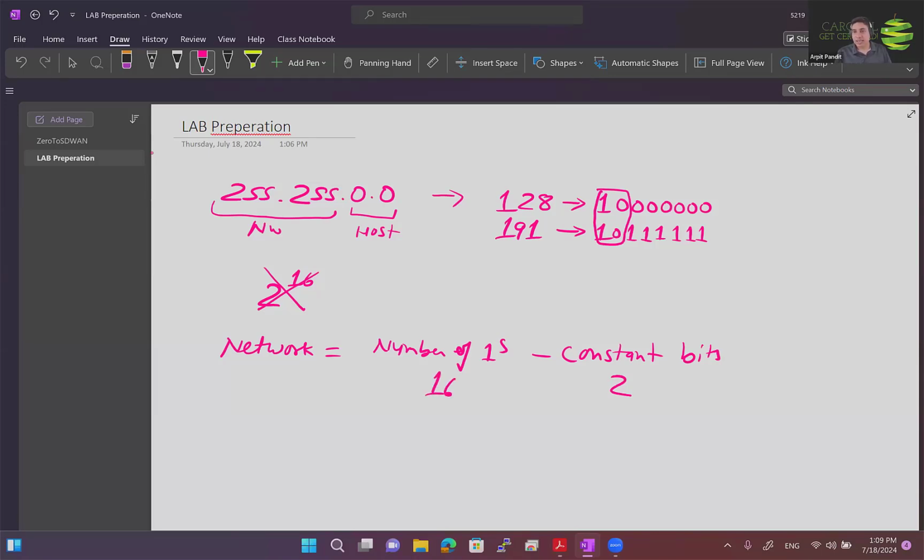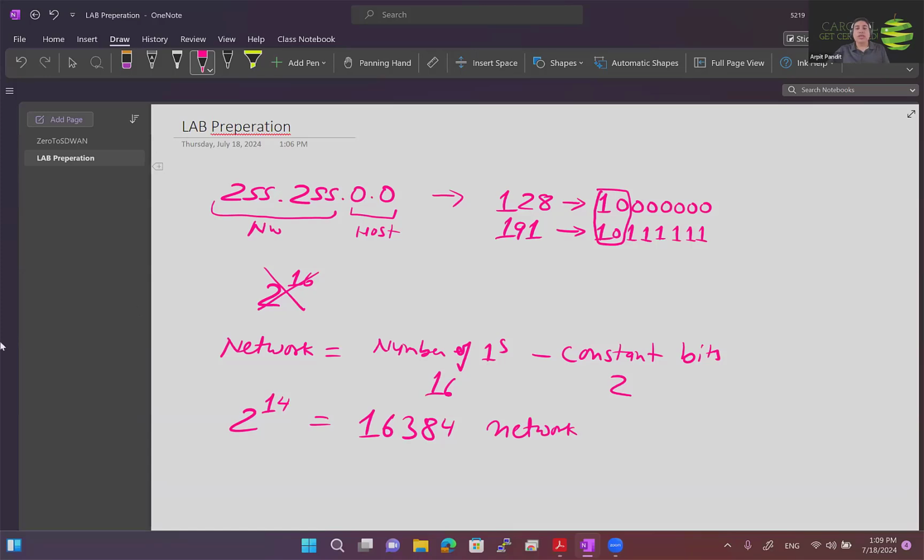We have 16 ones in the subnet mask. So actually the number of networks will be 2 raised to power 14, not 2 raised to power 16. 2 raised to power 14 actually gives us 16,384 networks in Class B.